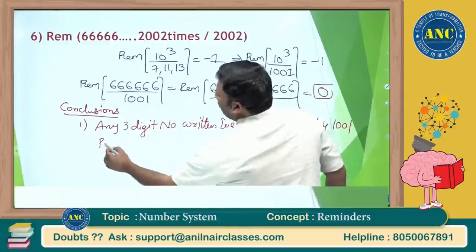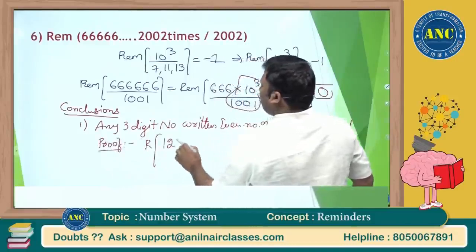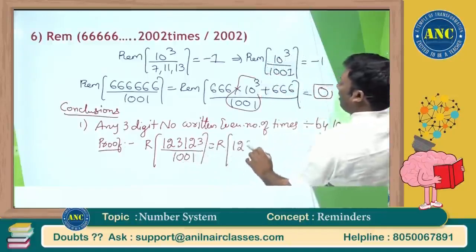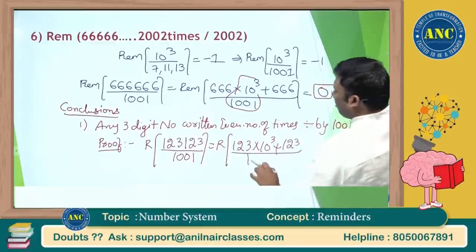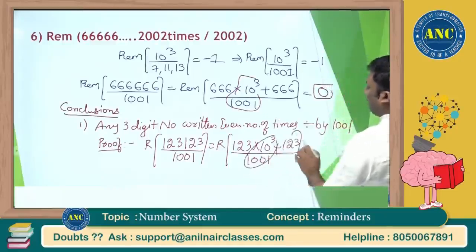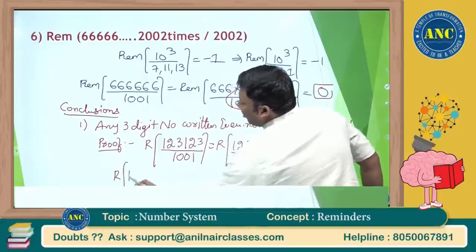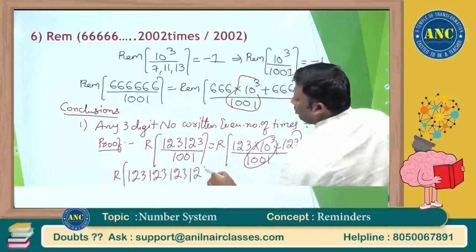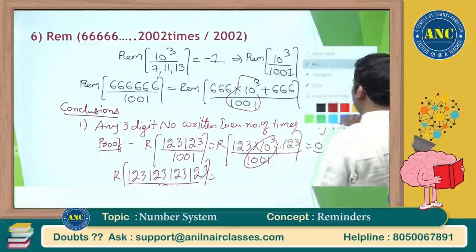Why is it happening? Proof. Take 1, 2, 3, 1, 2, 3 divided by 1001. These are nothing but the remainder of 123 into 10 power 3 plus 123 divided by 1001. With the minus 1, it is 0. Suppose an even number of times, here we wrote only 2 times. Let me write 4 times: 1, 2, 3, 1, 2, 3, 1, 2, 3, 1, 2, 3 divided by 1001.